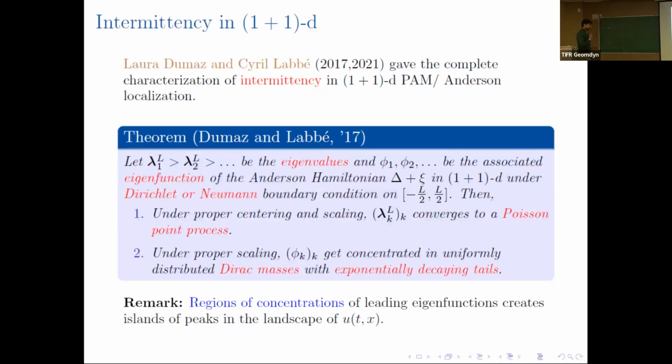Okay, so I told you about multifractality, but what can you say about the intermittency or localization, for instance, for this 1+1D case? It turns out it has also been figured out, but quite recently. There is a series of works by Laure Dumaz and Cyril Labbé, who gave a complete characterization of the intermittency or localization in this 1+1D parabolic Anderson model.